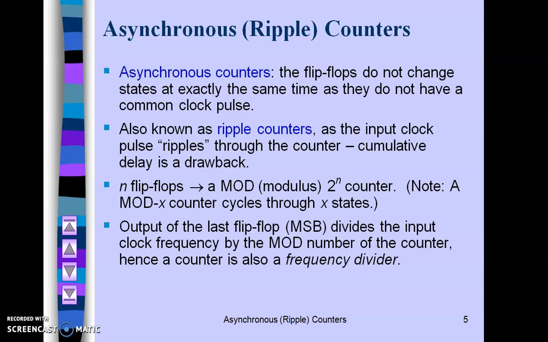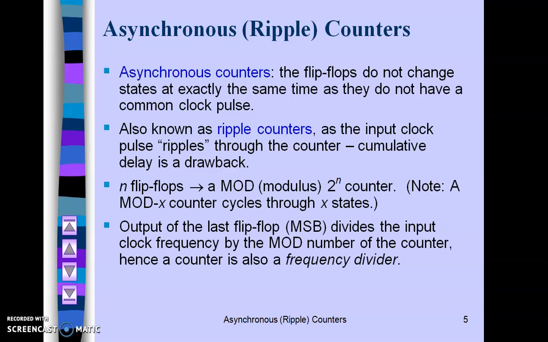In asynchronous counters, the flip-flops do not change state at exactly the same time as they do not have a common clock pulse. Here in an asynchronous counter, only the clock is provided to the first flip-flop, and the remaining flip-flops take the clock from the previous flip-flop output. Also, this counter is called a ripple counter, as the input clock pulses ripple through the counter. Cumulative delay is a drawback. The one drawback of this counter is there is a cumulative delay between all the flip-flops.